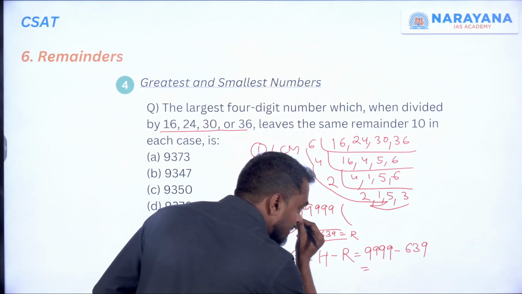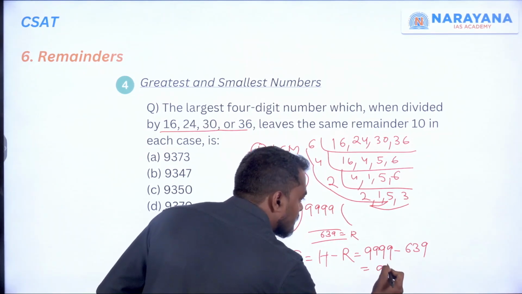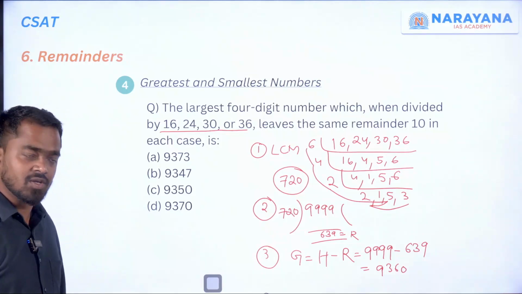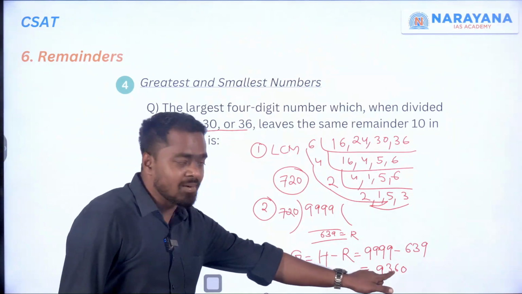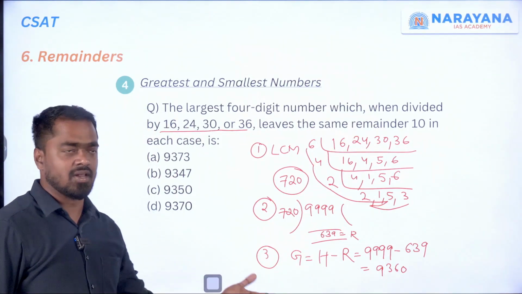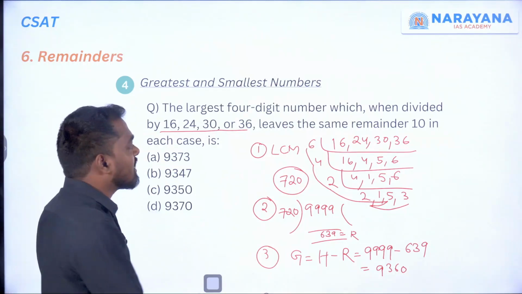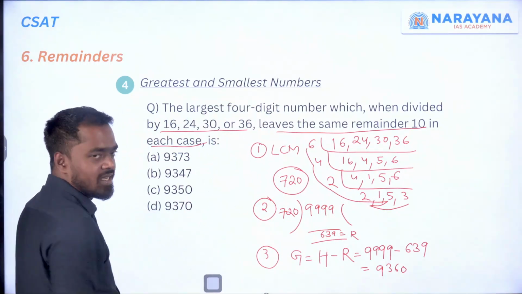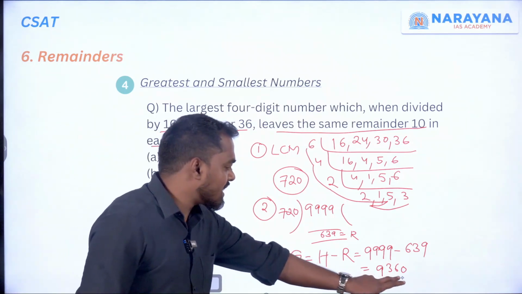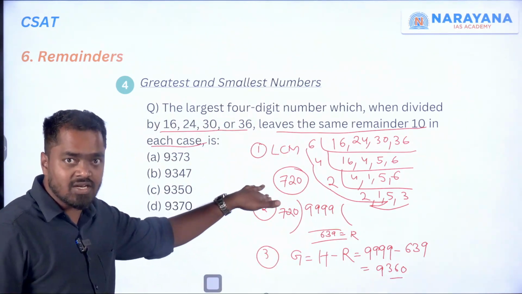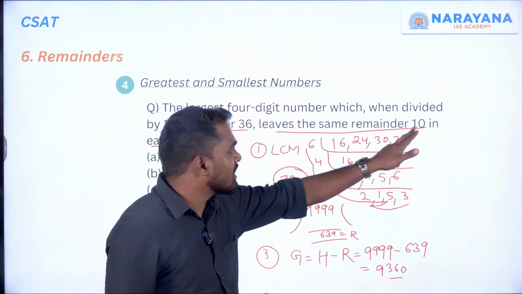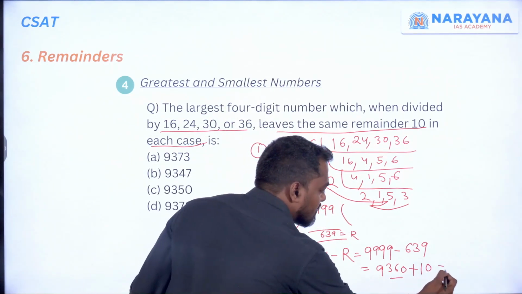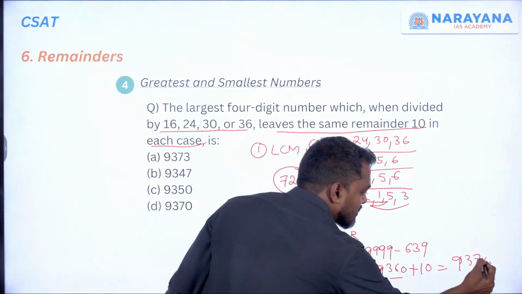This is nothing but 9360. Right? 9360. This number is exactly divisible by all these numbers, but they are asking that it should leave the same remainder in each case. When this number is exactly divisible by all the given numbers, and it should leave a remainder of 10 in each case, so just add 10, right? Simple logic. 9370 is your answer.